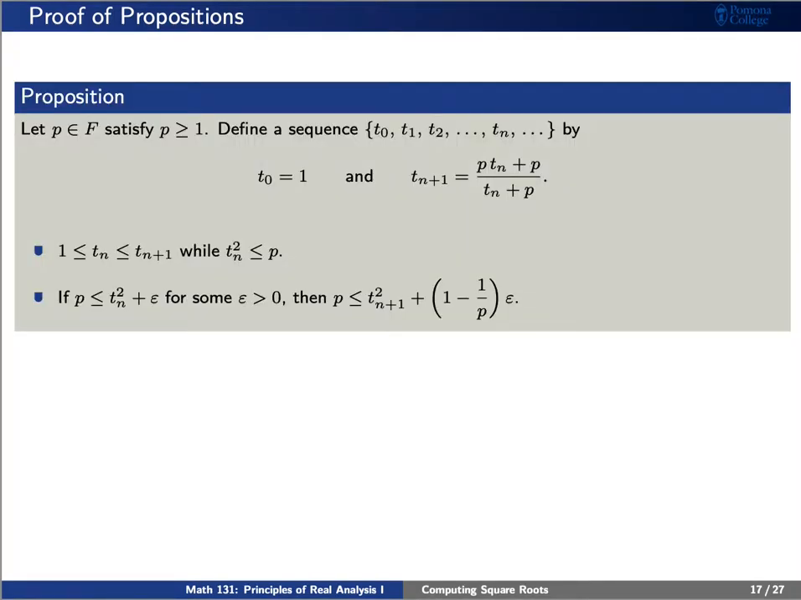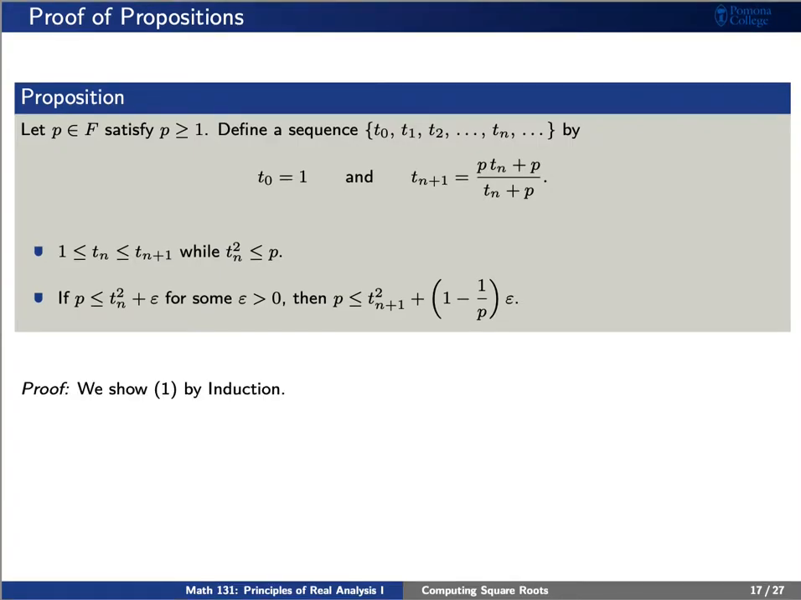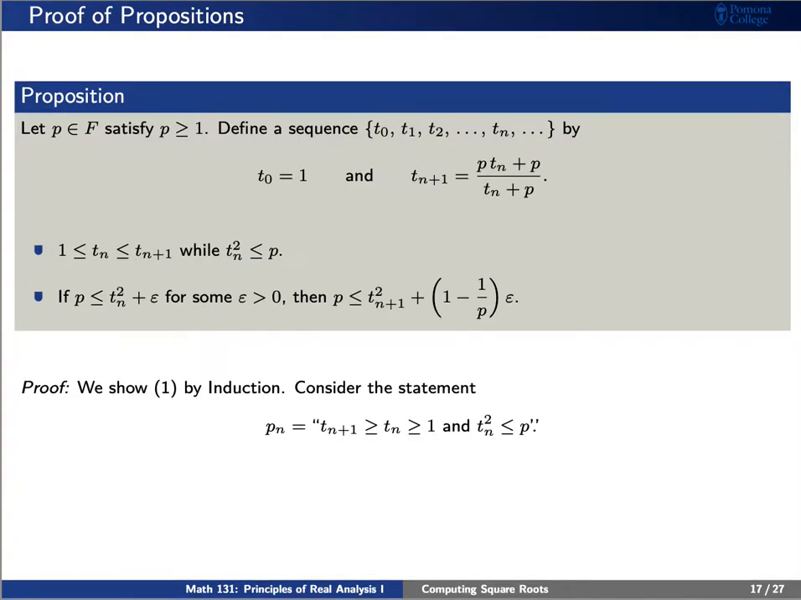Now we'd like to skim over the proofs of what's going on here. As a reminder, we have a few statements we'd like to show, let's say to start, about our sequence t sub n. We'll show the very first statement by induction. That is, we'd like to consider the following statement, which is a function of n. Each t sub n plus 1 is greater than or equal to t sub n, which is greater than or equal to 1, and t sub n squared is less than or equal to p.